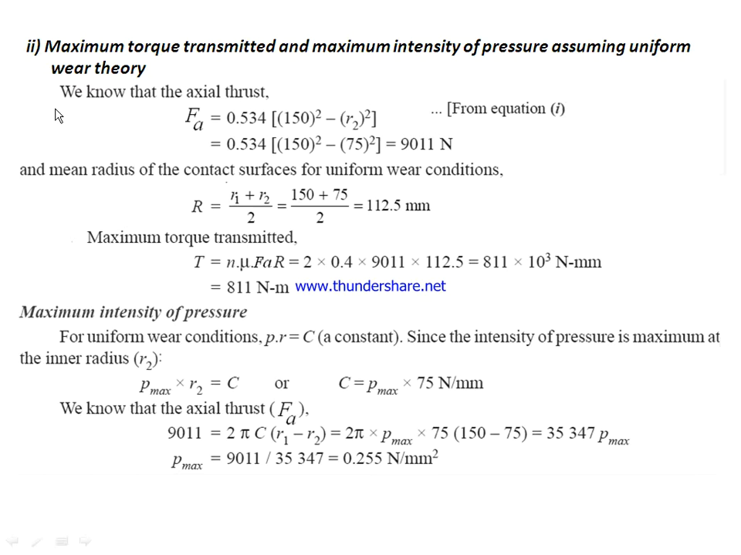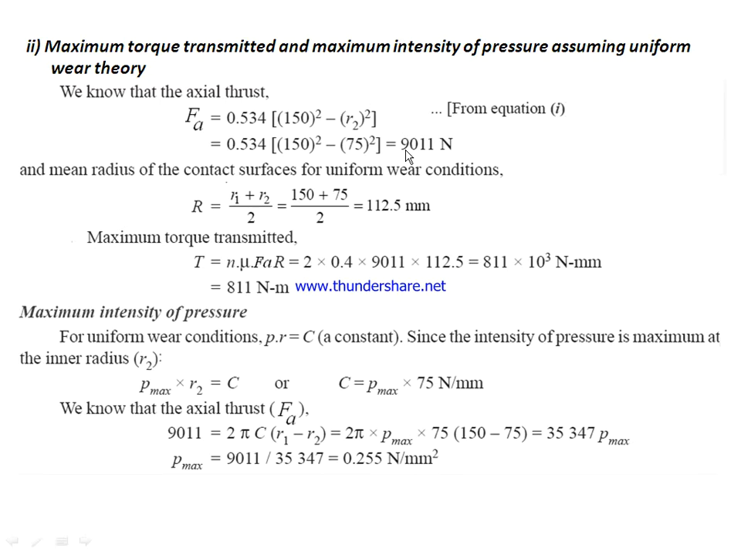Then, second part of the problem, wherein we are required to determine maximum torque transmitted and maximum intensity of pressure assuming uniform wear theory. We know that the axial thrust or axial force is given by this equation. So already we have calculated this. Only thing is we have to substitute the value of R2 which was determined from the uniform pressure theory. Substitute that and you get the value of FA as 9011 Newton.